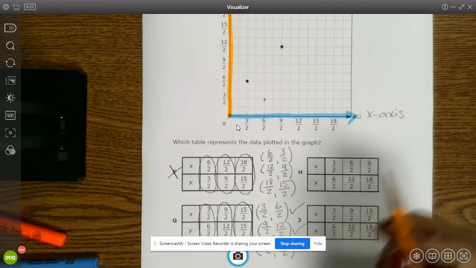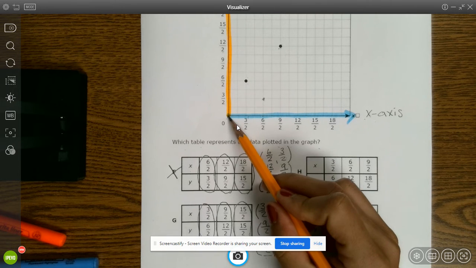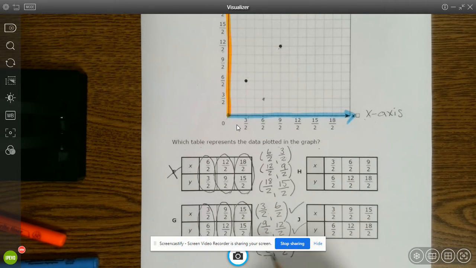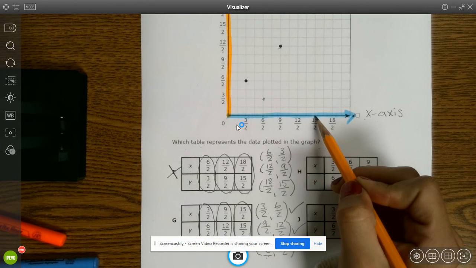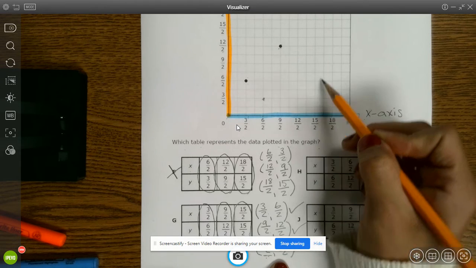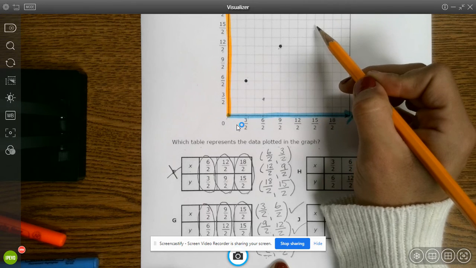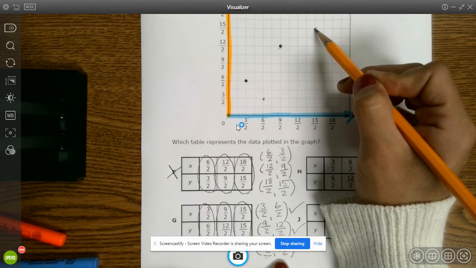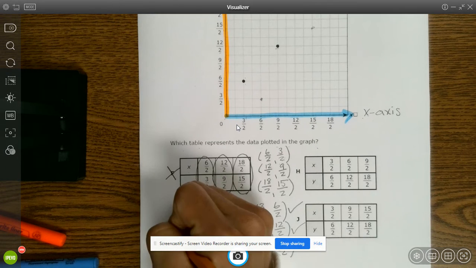My next one, my x is 15/2. So my first number, okay, I'm going to go to my x-axis, 15/2, and then my y coordinate is again 15 over 2. So I go all the way up. Here's my 15 over 2. There is no dot there. Okay, the dot's up here. So this one does not work. I'm going to cross out G.